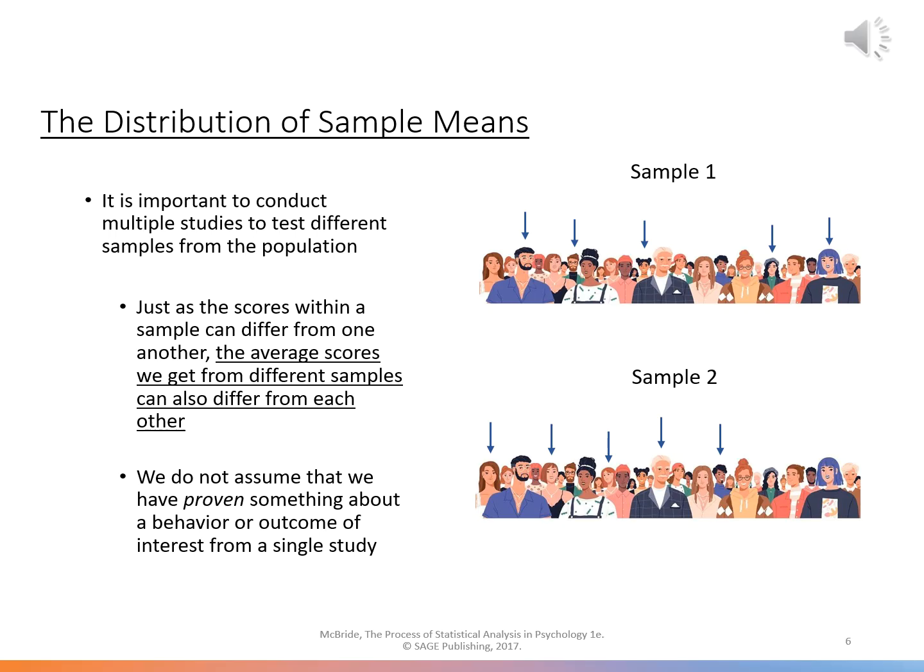And so it's important that you don't just trust the observations and the results from one single study, because every time you collect data, you're going to end up with slightly different results, or maybe majorly different results, right? And so you can see that we talked about this a little bit last chapter. In sample one, you're getting different people in the population, and so naturally they're going to give you a slightly different average from sample two, right? So we don't actually prove anything about a behavior or a variable of interest from a single study.